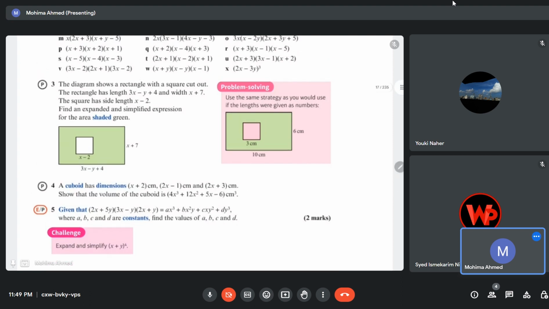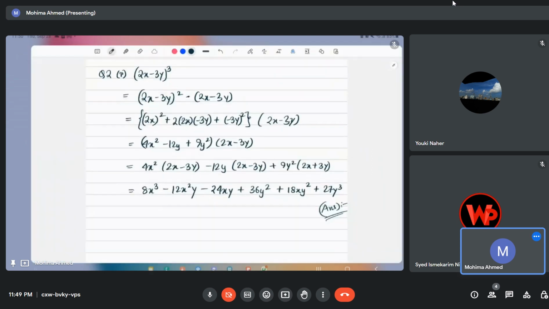But for question three over here, they've provided a diagram which shows a rectangle with a square cutout, which means that the outside structure is a rectangle, and in between that there is a square structure which is removed from the rectangle. The rectangle has the dimensions of 3x minus y plus 4 and 7 plus x, whereas the square, which obviously has four equal lengths, each of x minus 2. So they want you to find the expanded simplified expression for the area. For the rectangle, the area is length into breadth, and for the square, the area is length square. Let me do the working for question three.